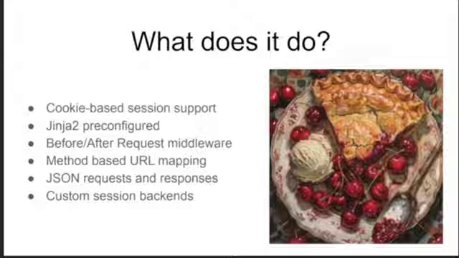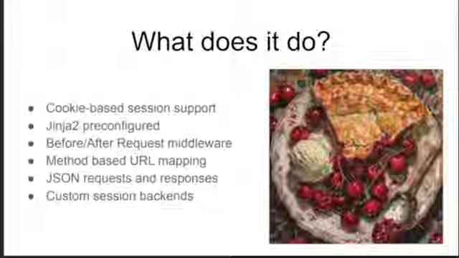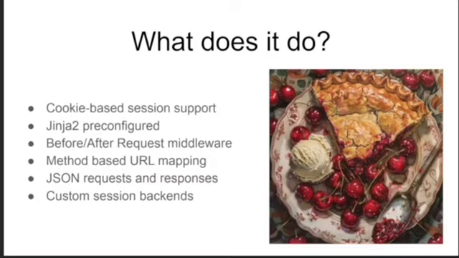You can also do JSON requests and responses. So for APIs, that's really useful, and MicroPie makes it really easy to handle JSON. And you can also do custom session backends. By default, the cookie-based session support uses an in-memory dictionary as its backend to store your sessions. In production, obviously that's not the way to do it. So you want to use something like Redis or even Motor with MongoDB can handle it. Things like that. We make it really easy to do that with our custom session backends.